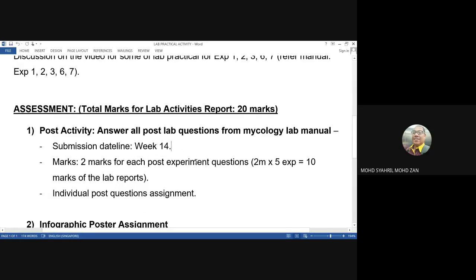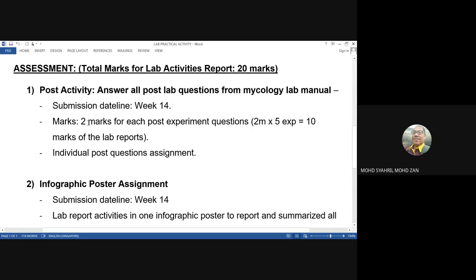Okay. So 2 marks for each post experiment question. So which means kita ada 5 eksperimen. So each of it has 2 marks. So boleh tengok soalan tu, saya dah masukkan dalam future, so boleh jawab. So ada 5 eksperimen means you can get around 10% ataupun 10 marks from that.